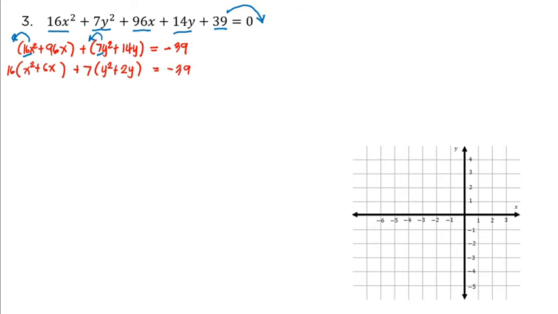Okay, so from that, we can now proceed to completing the square. In completing the square, we will have 16 times x squared plus 6x plus, we will add something here to obtain a perfect square trinomial, plus 7 times y squared plus 2y plus, we will also add something here, equal to, kasi dalawa yung in-add natin, we will also add two values here. Okay, so yan.